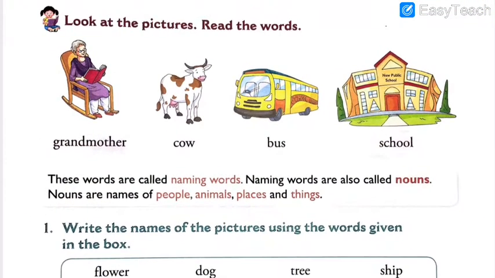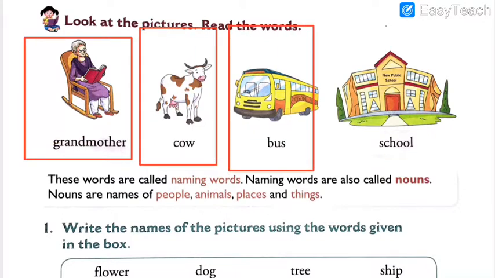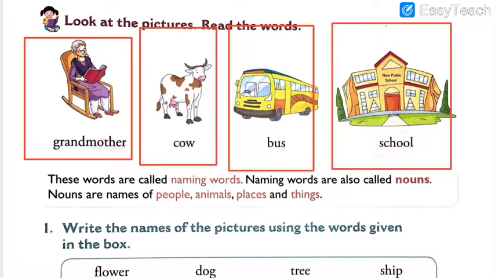Now, look at the pictures and read the words. 1, 2, 3, 4. Four pictures are there. So let's read the words written below them. Grandmother, cow, bus, school. Okay, let us read it again. Grandmother, cow, bus, school.